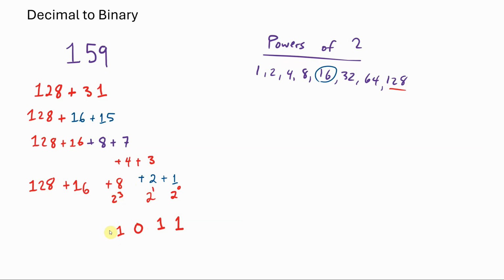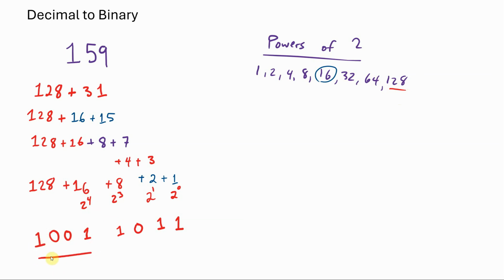2 to the 4th is 16, that's on here. So that becomes a 1. Right, so this is 2 to the 4th. 2 to the 5th, I'm going to move over, that's not on there. 2 to the 6th, that's not on there. And then this is 2 to the 7th, that's 128.